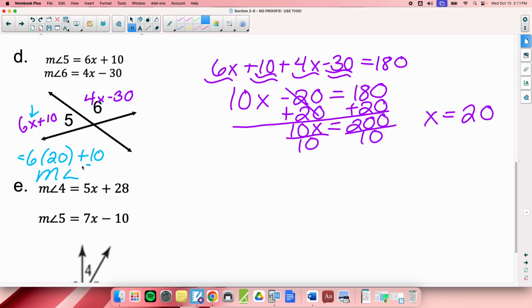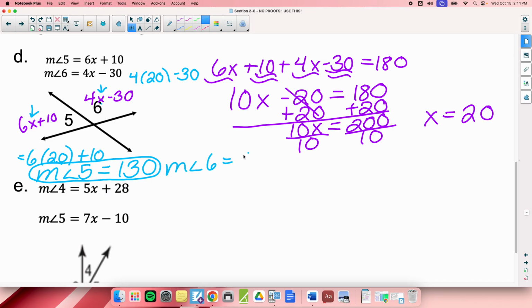So the measure of angle 5 is 130. Okay, now angle 6, what if we put 20 into this? What's 4 times 20 minus 30? 50. Yeah, that's 50. So the measure of angle 6 is 50. Equals 180. And then, yes, what Chris just said, when you get the answers, if these two do not add up to 180, that means you did something wrong, okay?